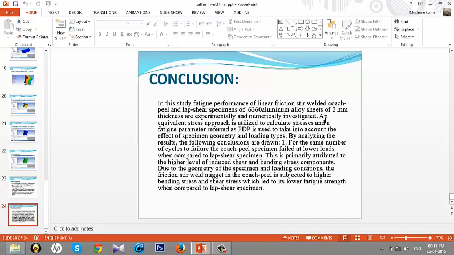Finally, the conclusion: in this study, the fatigue performance of linear friction stir welded butt panel and lap shear specimens of 6063 aluminum alloy sheet of 2 mm thickness are experimentally and numerically investigated. The fatigue parameter is used to make the estimates. Finally, compare the lap shear specimen.